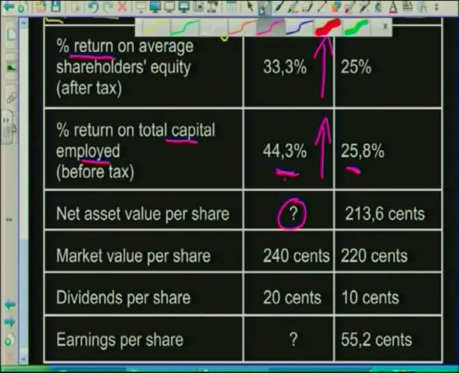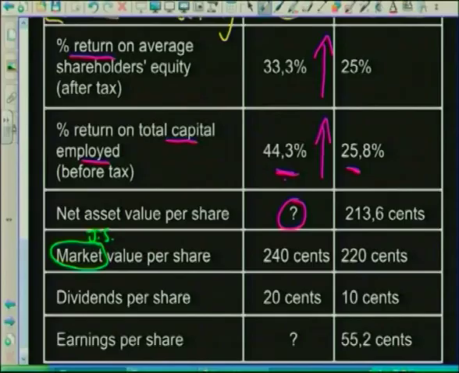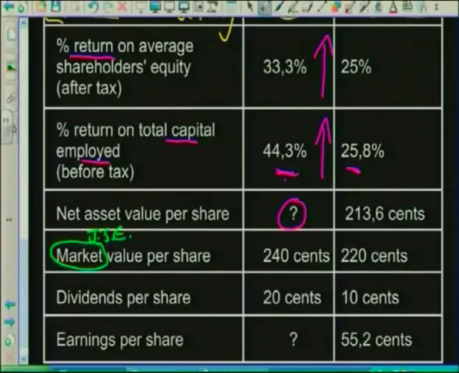Then we've got market value per share. Now I just want to quickly use a different color here, and I just want to circle this word market value. Whenever we talk about the market value, grade 12s, here we're referring to what the shares are trading for on the JSE. So I'm just going to make a little note there, so that when we do come back to this ratio, we know market value is referring to the trading price of the shares on the JSE. So again, if we just quickly inspect the market value per share, 2008, 240 cents or 2 rand 40 cents. 2007 shares were trading at 220 cents. Again, there's that upward trend, an increase in the market value per share.